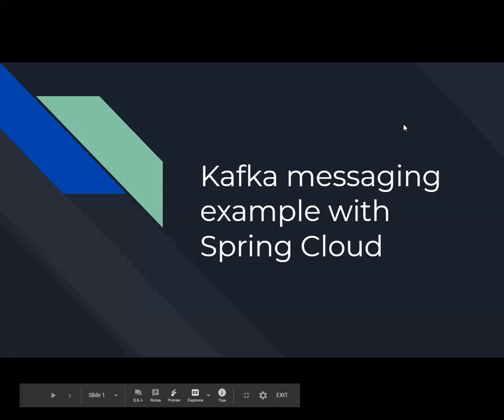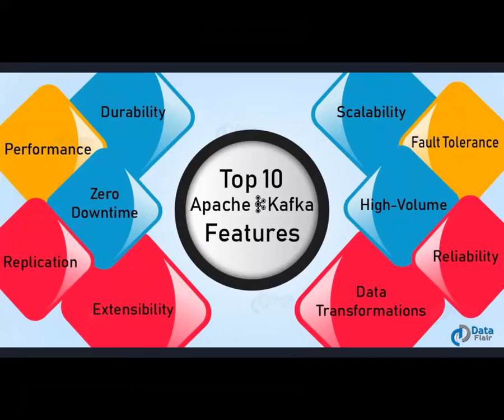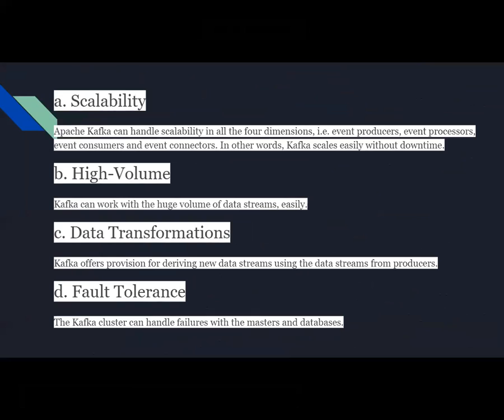So Kafka messaging, we're going to study as we discussed. These are the features. It has durability, scalability, fault tolerance, high volume, reliability, data transformation, extensibility, replication, zero downtime, performance. Now, Apache Kafka can handle scalability in all 4 dimensions. That is very important. That's why it's so famous. It has event producers, event processors, event consumers, event connectors. So this is what makes it scale in all 4 dimensions.